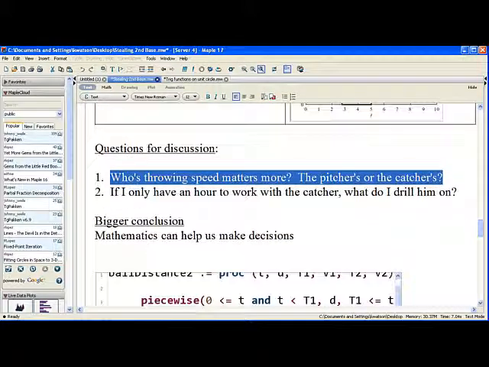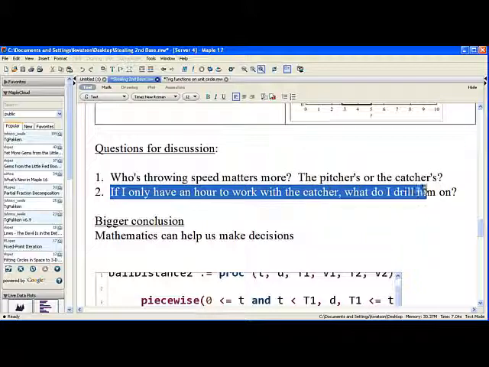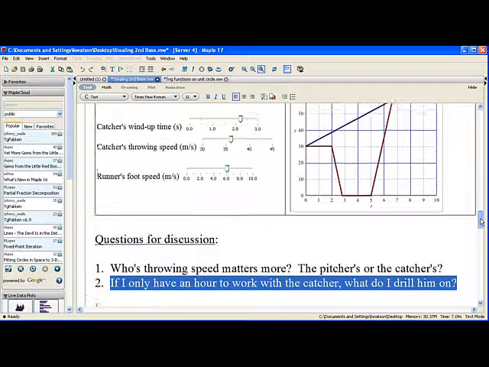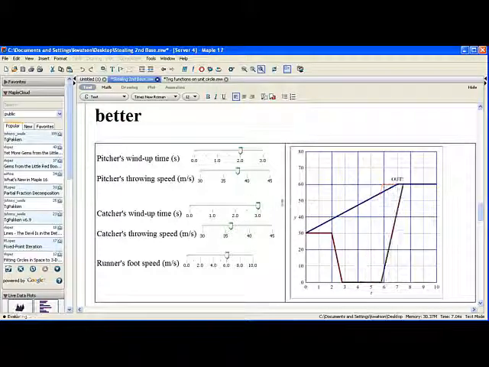So that's question 1. More important, suppose I'm the coach and I only have an hour to work with the catcher. What skill do I drill him on? Fast throwing or fast ball handling? And what I've seen from my mathematical model is that the catcher's wind-up time makes a much larger difference in the outcome than the throwing speed does. So that tells me as a coach that I'm going to drill my catcher more on getting rid of the ball fast rather than throwing hard.